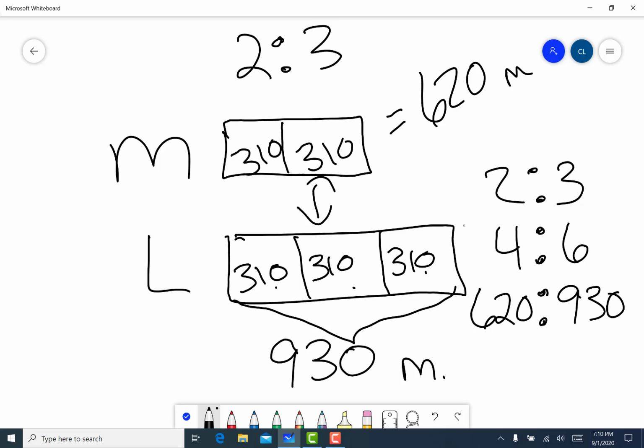But all you could have done is go, okay, 2 times 3 is 6, 3 times 3 is 9. As long as you're multiplying both by the same number, besides 0, you're going to have an equivalent ratio. All right, so let's move on.